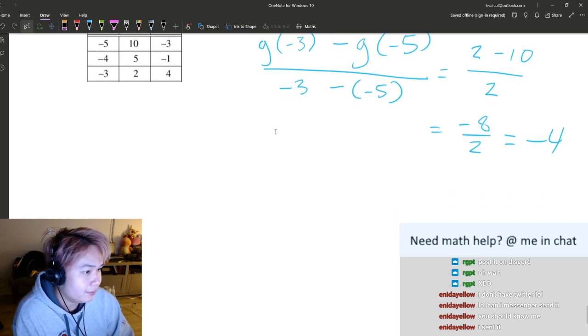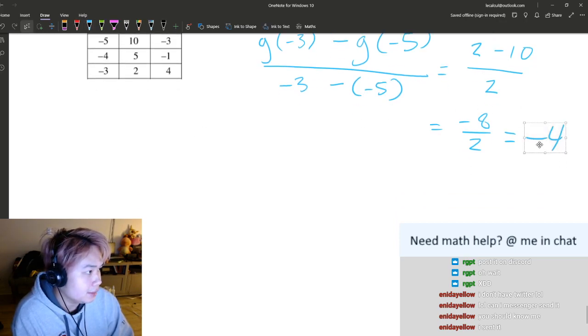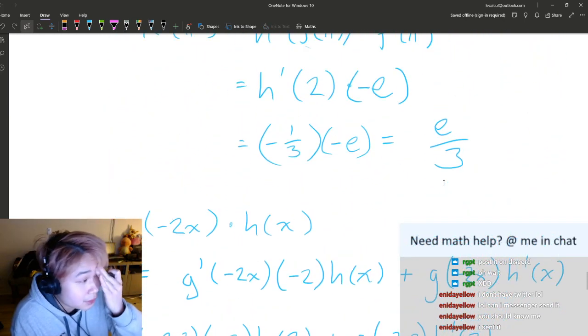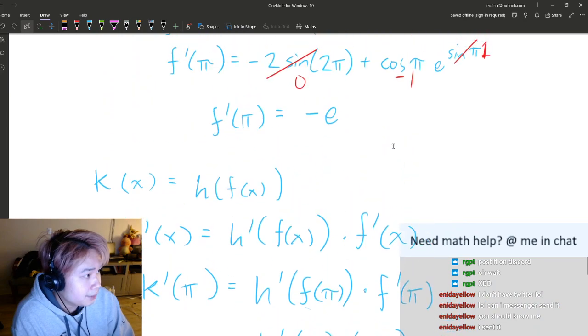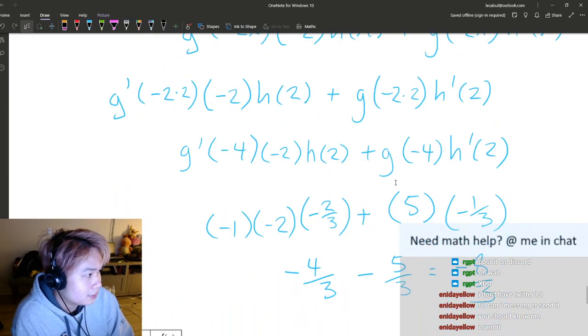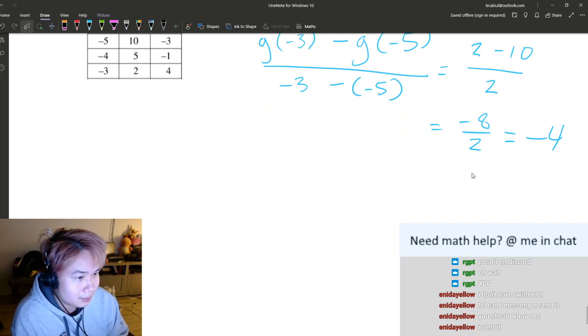We have a secant slope of -4, and then because g is differentiable on that interval, by the mean value theorem, that means there is some c value in between -5 and 3 that has a tangent slope of -4. And then we're done.